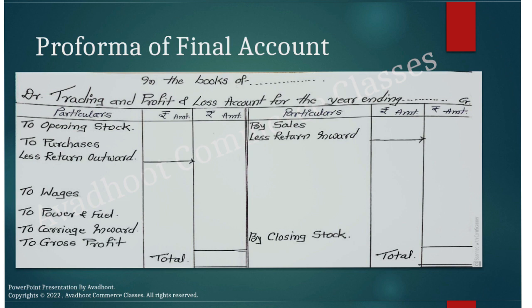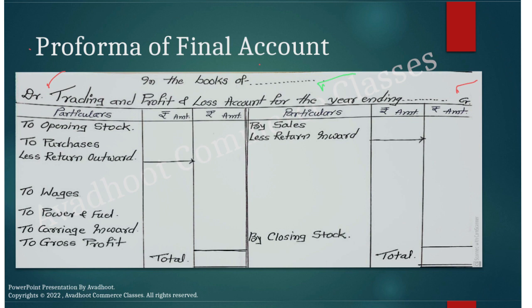On the left hand side page, you'll have to prepare the trading and profit and loss account for the year ending. Here you have to always keep in mind that while writing, you have to write at the top, "in the books of". Next, we'll have to write debit on the left hand side and credit on the right hand side. DR stands for debit and CR stands for credit.